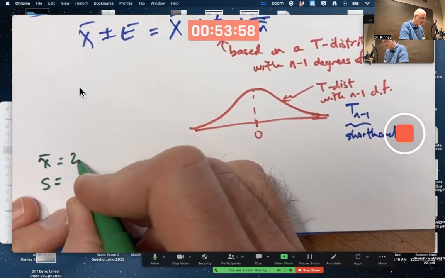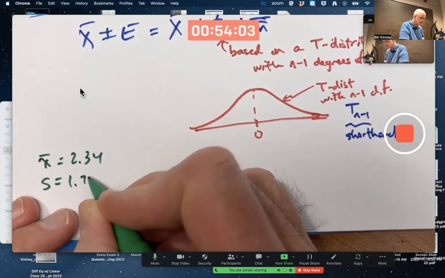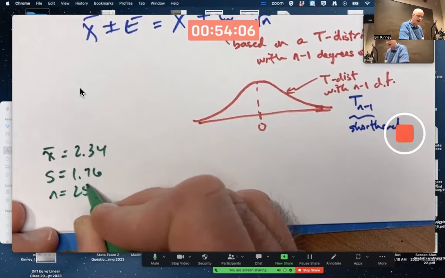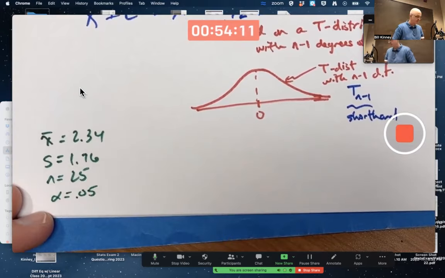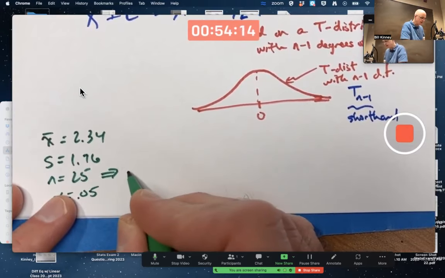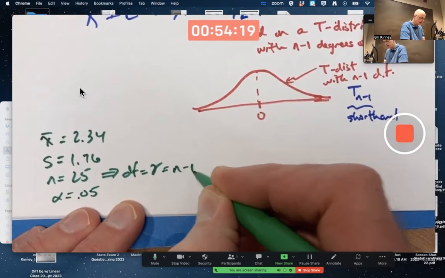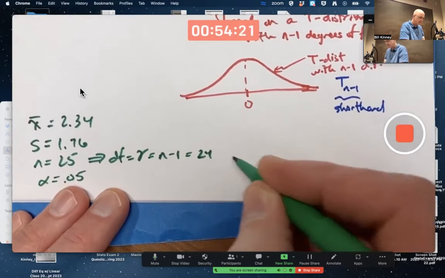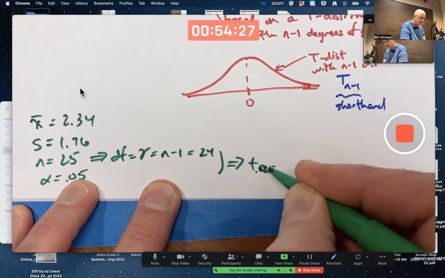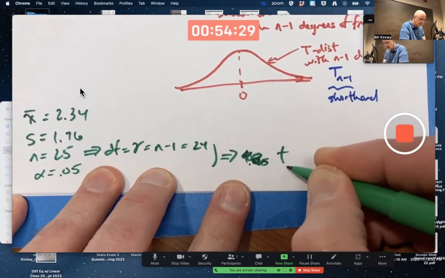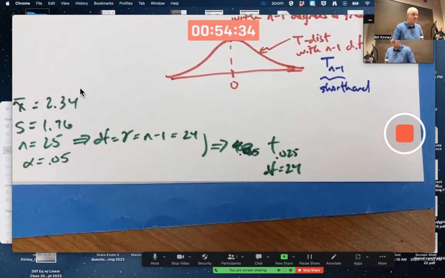Say you get 2.34 here and 1.76 there, and n is 25. And alpha, let's do 0.05. N being 25 means the degrees of freedom, which some books write df and some books write little gamma, would be n-1, it would be 24. So I'd be after t sub 0.025 with the degrees of freedom being 24.